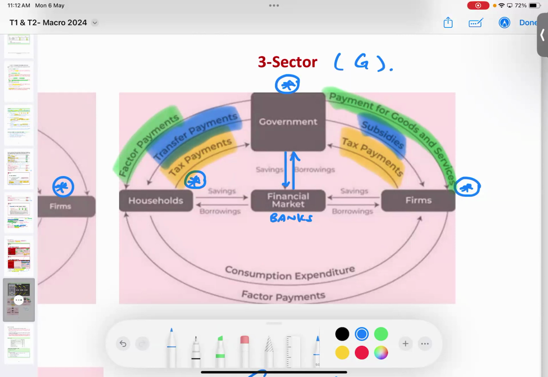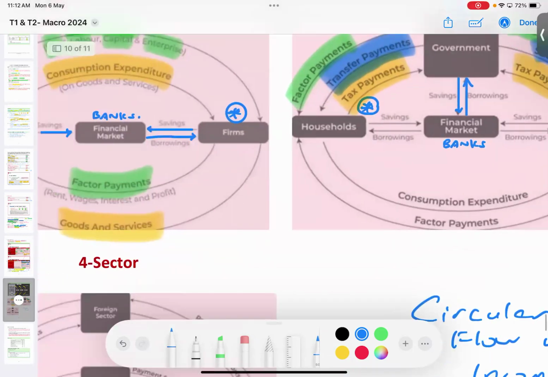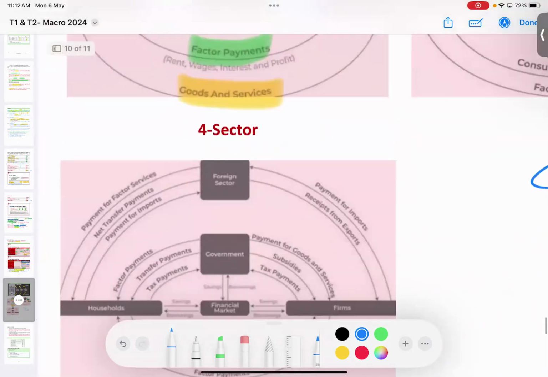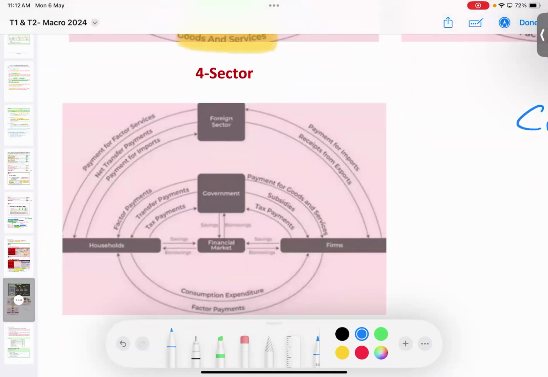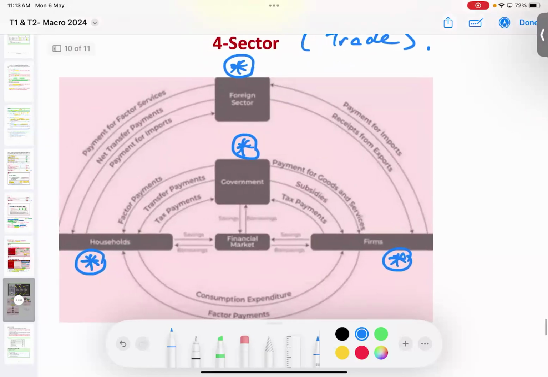Again, is it realistic? Not really realistic yet because you don't have international trade. We need trade. Every country will have trade. So therefore, we see four sector. That means you start to take into account trade, that means you look into net exports, exports minus imports. So same thing, you still have households, you still have firms, you still have government, but now you look into the foreign sector as well, other countries.